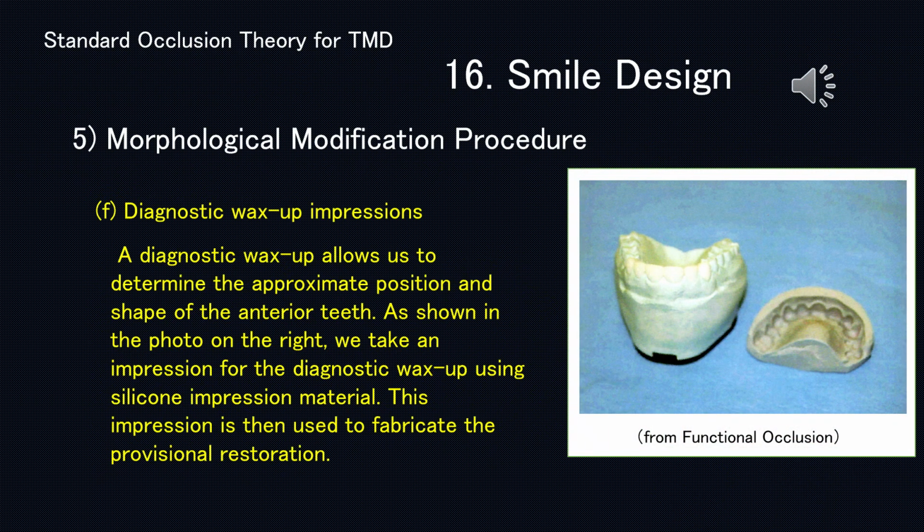F. Diagnostic wax-up impressions. A diagnostic wax-up allows us to determine the approximate position and shape of the anterior teeth. As shown in the photo on the right, we take an impression for the diagnostic wax-up using silicone impression material. This impression is then used to fabricate the provisional restoration.